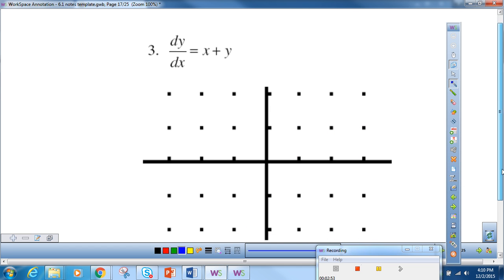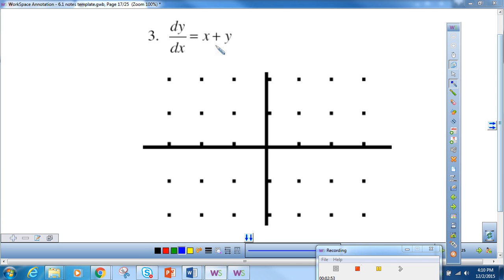Okay, this one, both x and y are there. I think this may look like a circle, but I'm not sure. So we just grab some points. 0, 0, I get 0. x is 1, y is 0, I get 1. x is 2, y is 0, I get 2. So it's a little bit steeper.